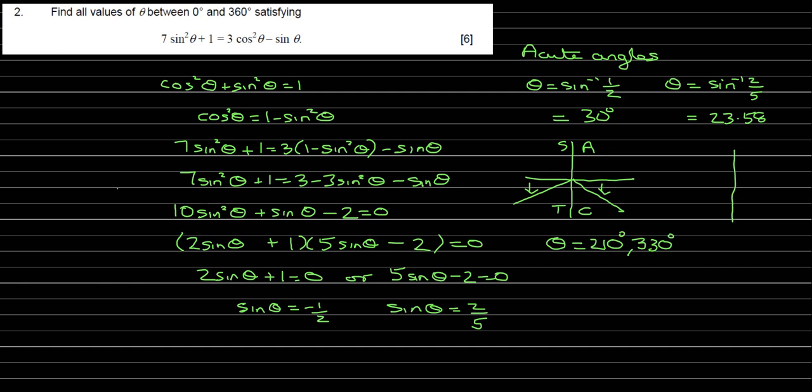From the other one, we're looking at where sine is positive, which is there and there. So it will be 23.58 degrees, and 180 less 23.58 degrees, which is 156.42 degrees for the final answer. And we're looking for angles in the range 0 to 360, and that's exactly what we found, so that will be the end of the question.